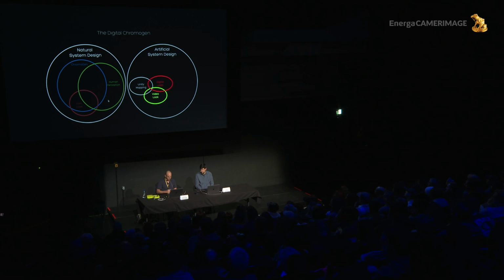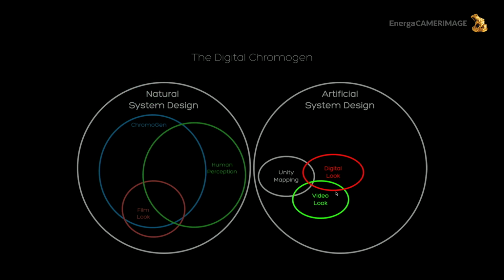All right, so finishing that off, the digital Chromogen. We thought, so what are these two bubbles? The one is natural system design versus artificial system design, and the video look, the digital look, and the unity mapping. That means if you do the color management just right, but without any further tweaking, you get this uncanny artificial looking result, we call this unity mapping. And then you have natural system design, and I tried very carefully to do overlaps that mean something.